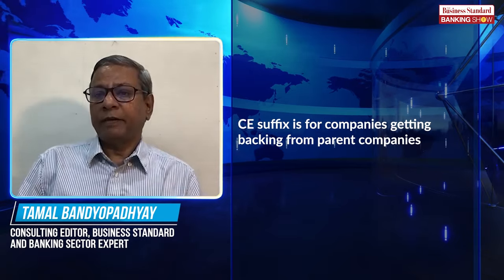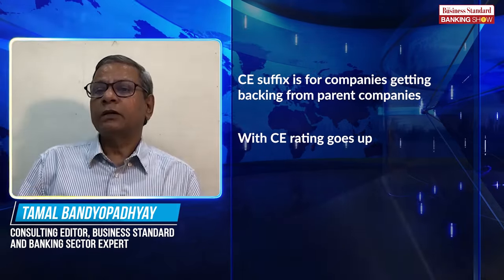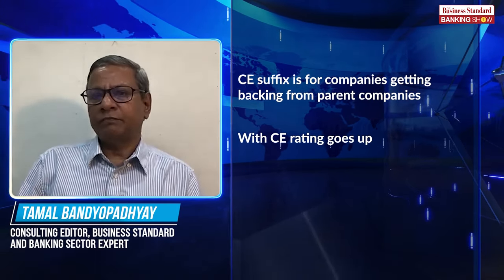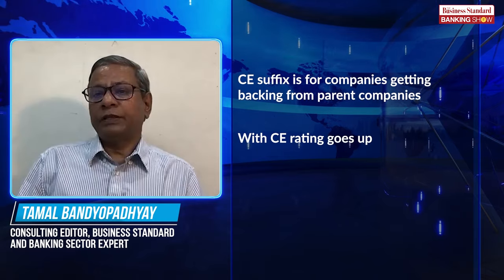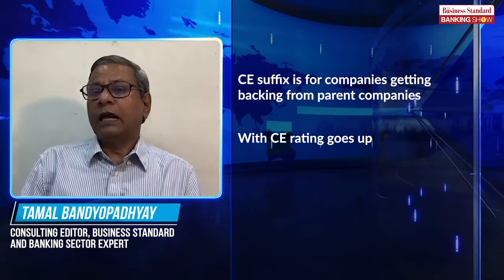Now, you talk about bank loan rating and bank loan rating with credit enhancement. What is the difference there? Essentially, that CE suffix that's been used means the entities get a comfort letter or guarantees by their group companies or the parent. So once the parent gives you a backing, you get that CE rating. And with CE, your rating goes up, because you have the backing of the Tatas and Birlas and the large corporate houses. If a group company goes wrong, the mother company, the parent, gives the credit guarantee: in case of any default, I will step in and I'll take care of it.